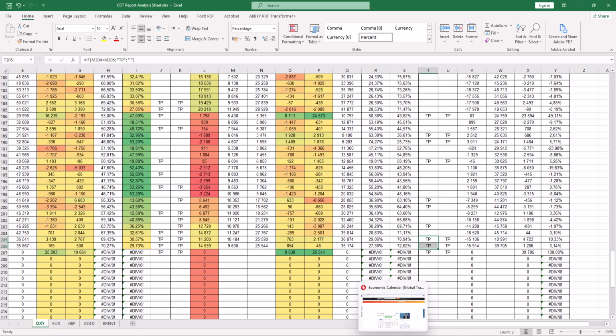Now that's number 1. So fundamentally speaking, the narrative that we are reading from this number is that the commercials are favoring more to the downside. They are favoring a weaker dollar. But that does not mean that the dollar is going to be weak. You see, understand that part. It does not mean that the dollar is going to be weak.